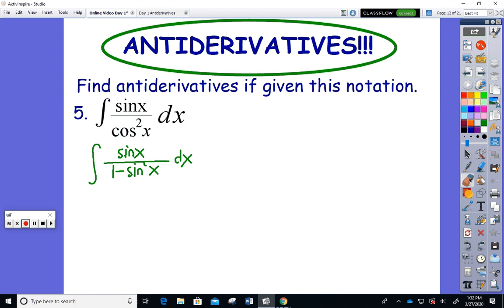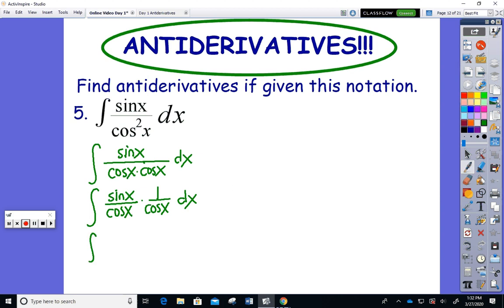But watch. Instead of doing it that way, let's rewrite the bottom as just cosine x times cosine x. We did this kind of thing when we did limits. And then I write the fraction as sine over cosine times 1 over cosine. That's legal because if I multiply out the top, I get back to sine x. If I multiply out the bottoms of the two fractions, I get back to cosine squared x. So it still equals what I was given.